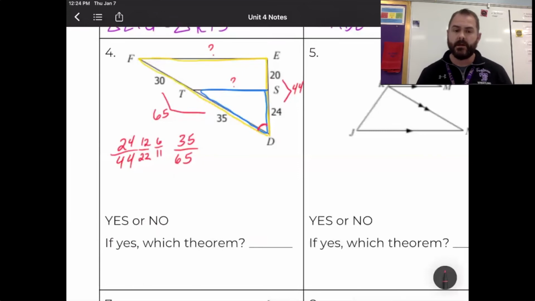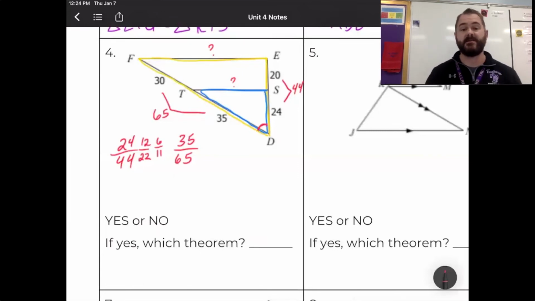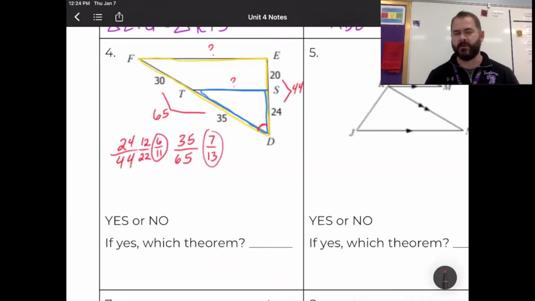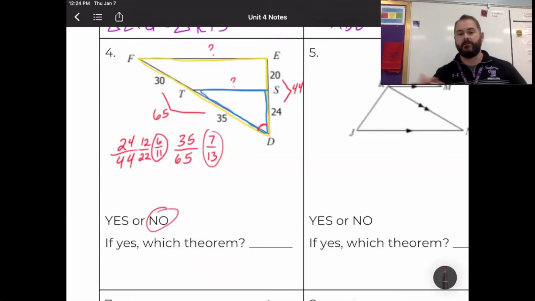All right. Now I want to see if 35 over 65 reduces to the same thing. Since they both end in 5s, I know I can divide by 5. 35 divided by 5 is 7, and 65 divided by 5 is 13. Now those cannot be reduced any further. These are not equal to one another, so my answer is no. These are not similar. So there's nothing else to write. When your answer is no, your work has backed that up. Okay?